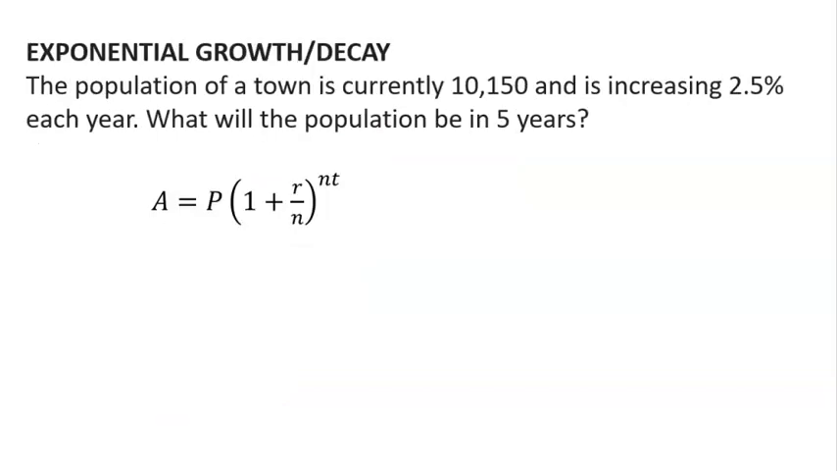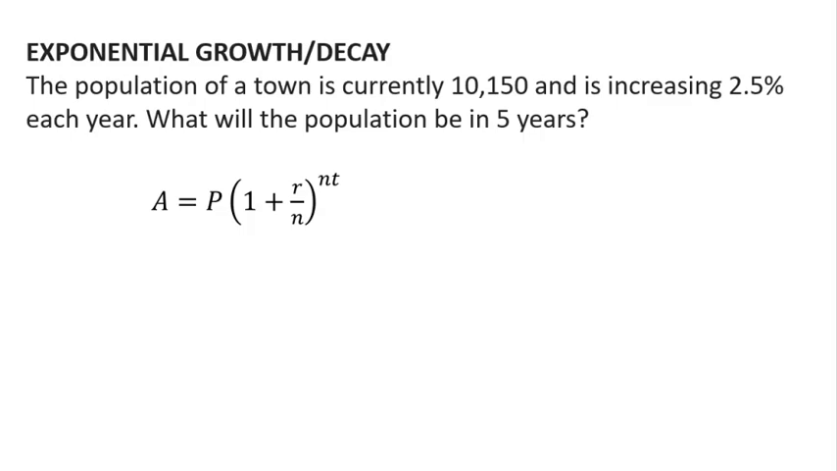All right, let's do another one. So now let's do exponential growth and decay. With this one, we see the population of a town is currently 10,150 and is increasing by 2.5% each year. What will the population be in 5 years?